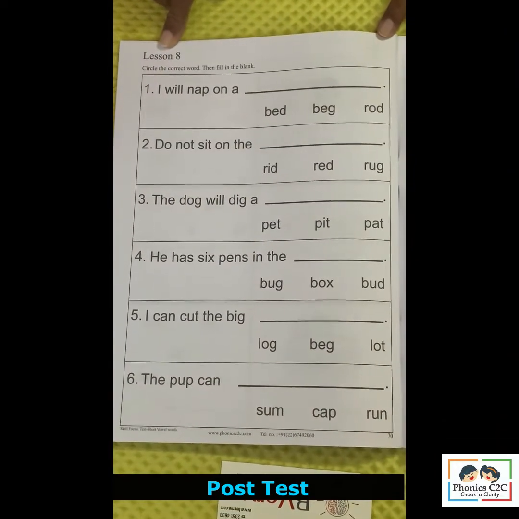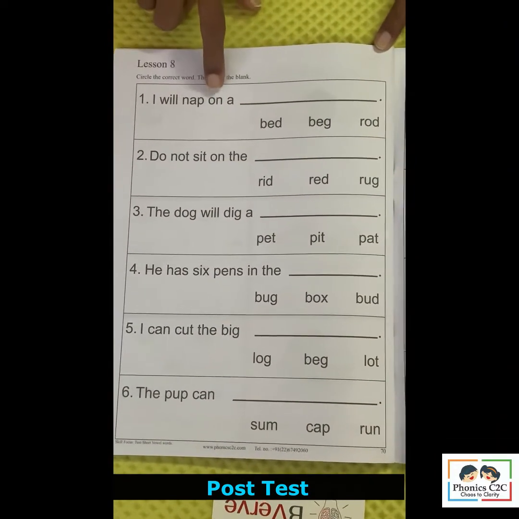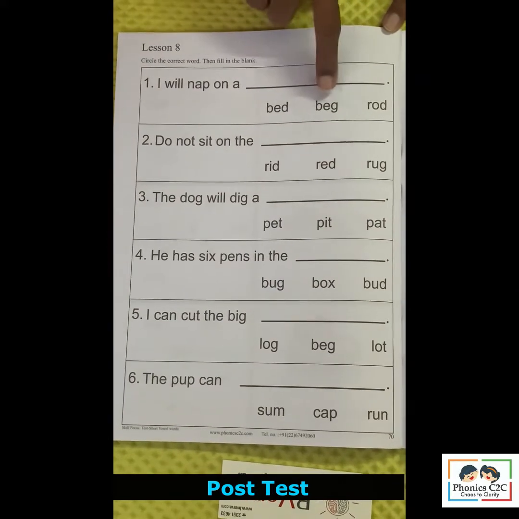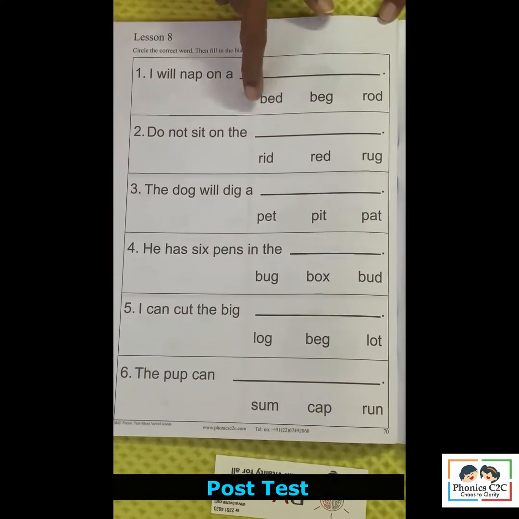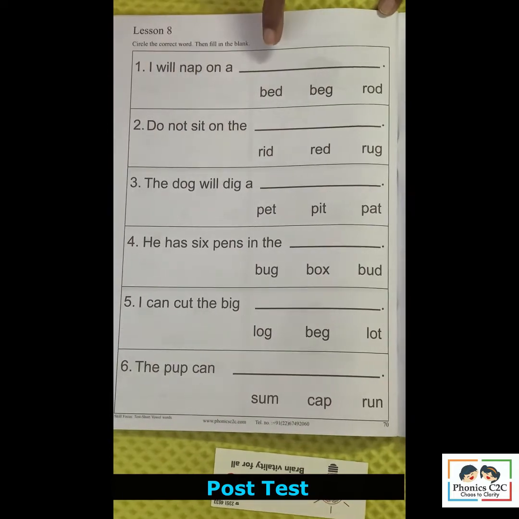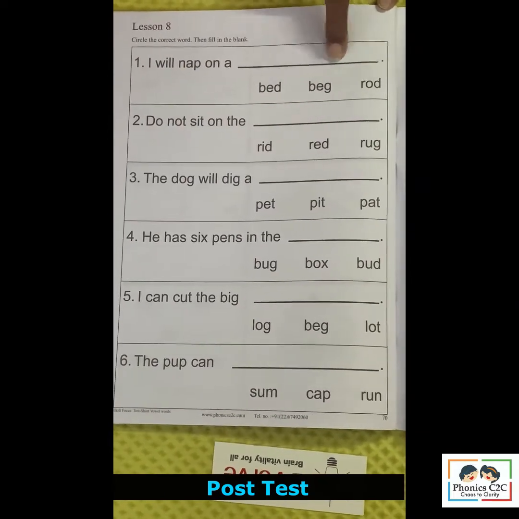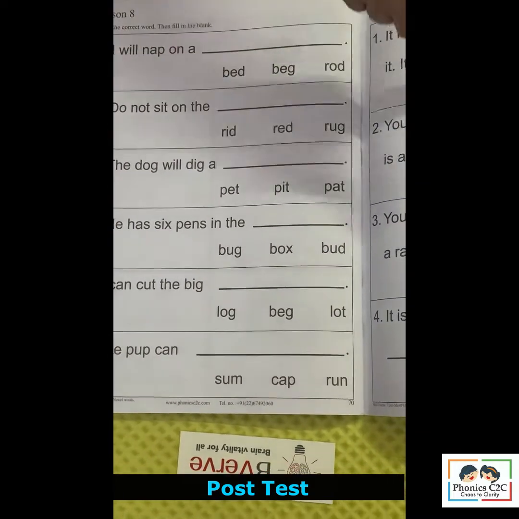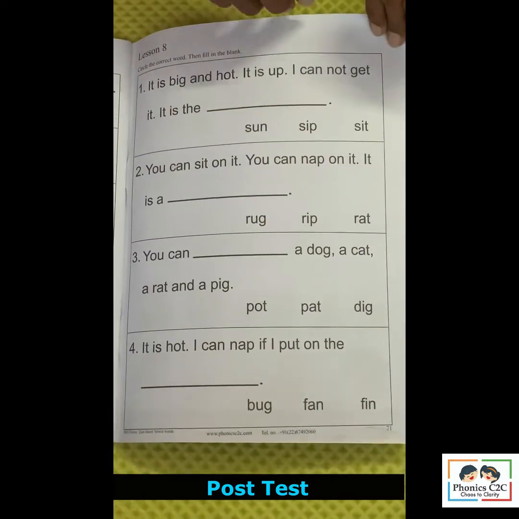This is your post test. I will nap on a. The child has to circle the correct word, bed. And if he can, write here bed. So this way we can check the child's reading comprehension.